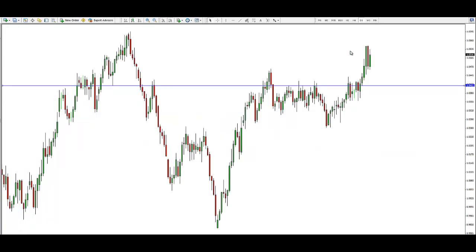This is Aussie CAD on the daily time frame again. This one is not as good a setup as some of the previous ones. It's not as clear, but we can see we have support, resistance, and a significant swing high on the pullback. We have another swing high there, we consolidate, and then we have the breakout.